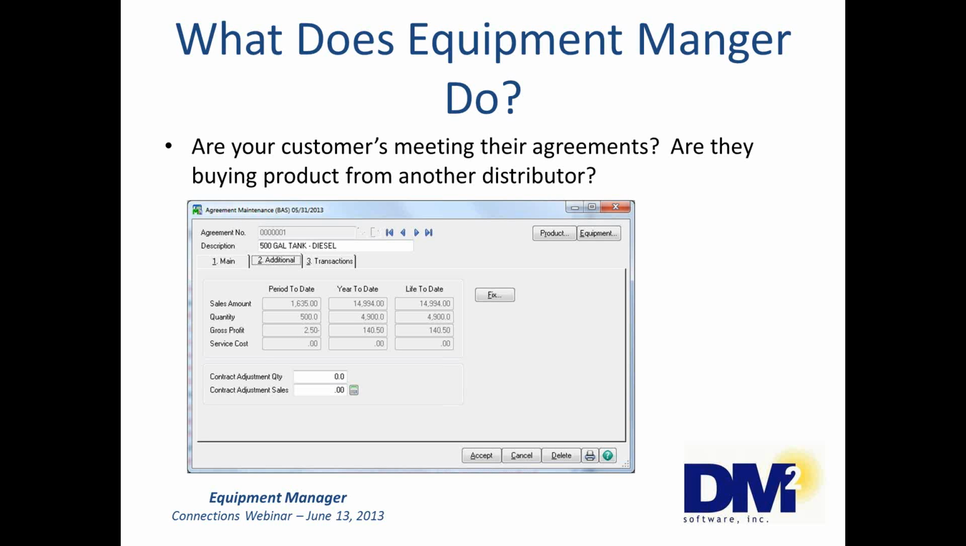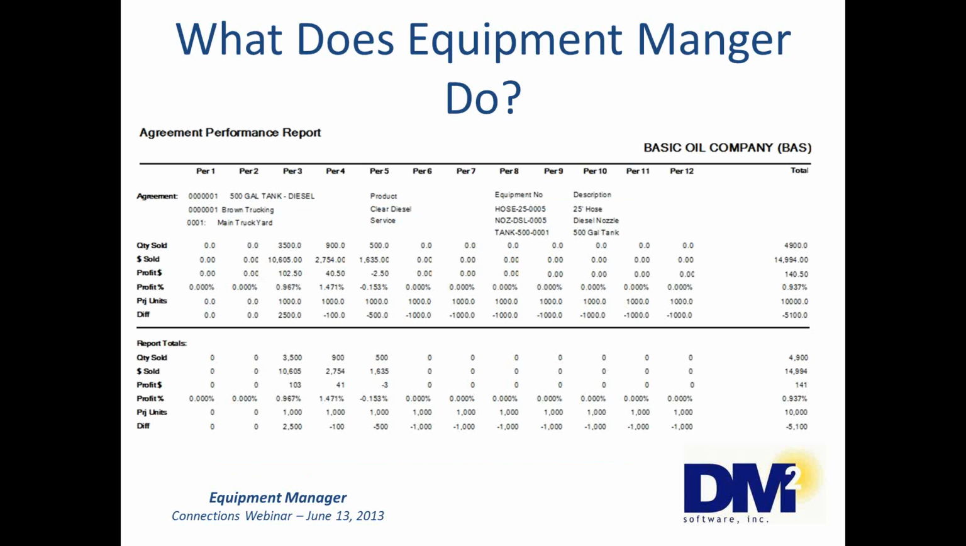Or you can run a performance report. We'll be looking at this several different times during the presentation, but basically what you see here is the performance on our agreement number 1 to Brown Trucking. You can see that they were going gangbusters the first month in period 3, fell off period 4, and fell off some more in period 5. Well, is that because they're just not using it, or are they buying the product from someone else?